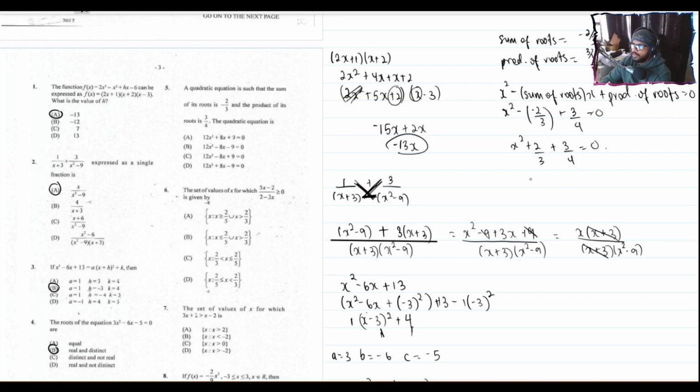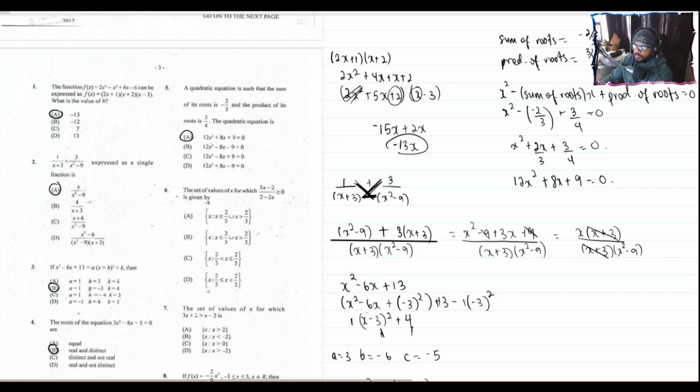To get rid of the denominators, I'll multiply by 12. I'll end up with 12x squared. 3 into 12 is 4, plus 4x, plus 4 into 12 is 3, 3 3s are 9. So 12x squared plus, this is supposed to be 2x, so that will be 8x on top. 12x squared plus 8x plus 9 is equal to 0. The answer is A.